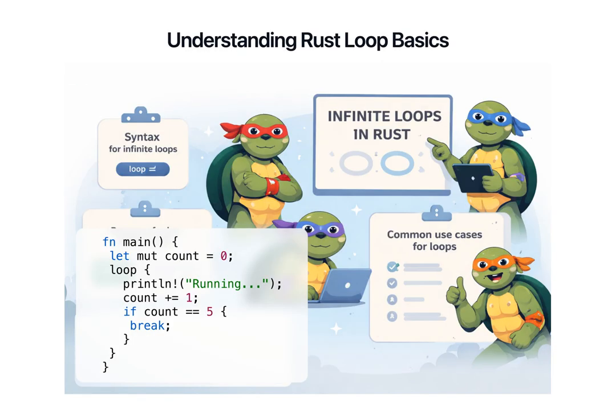Infinite loops in Rust, created using the loop keyword. They run indefinitely until explicitly stopped. These loops are useful for tasks that require continuous execution until a certain condition is met.